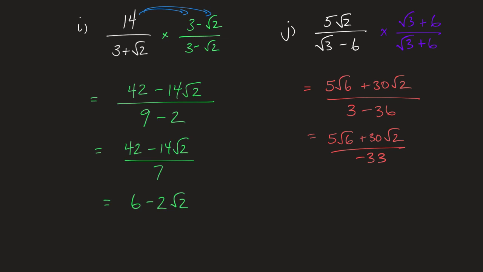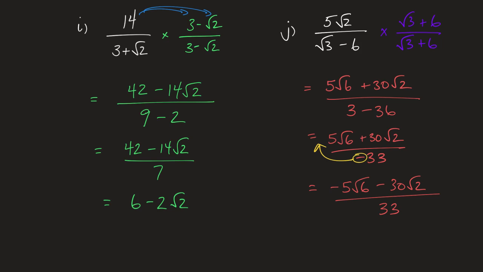So the fact that we get a negative down there shouldn't really surprise us. We should be good then to take that negative, move it up, and apply it to the top. So my top then becomes negative 5 root 6 minus 30 root 2. Expand that in, and we get our 33.